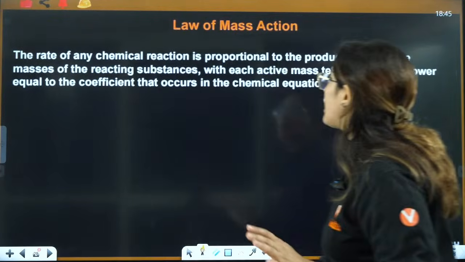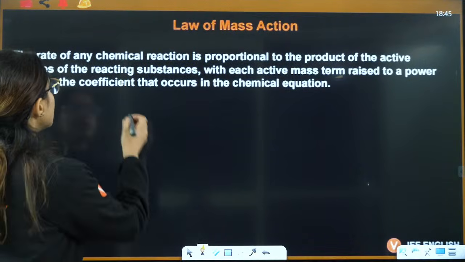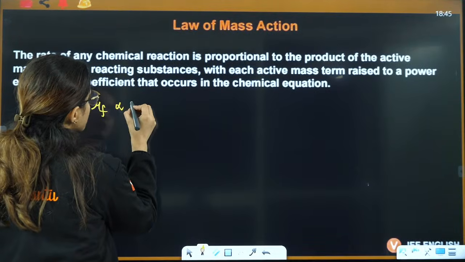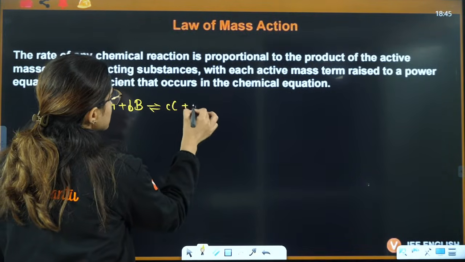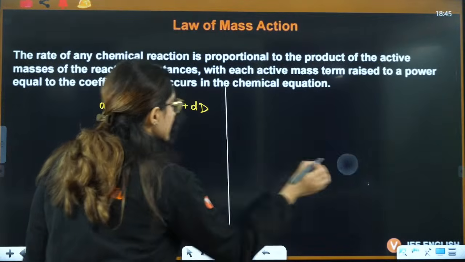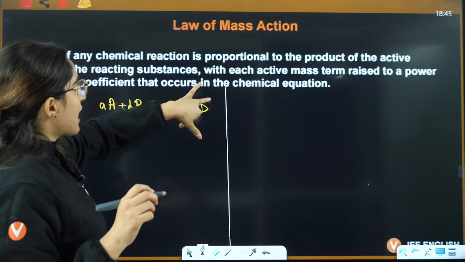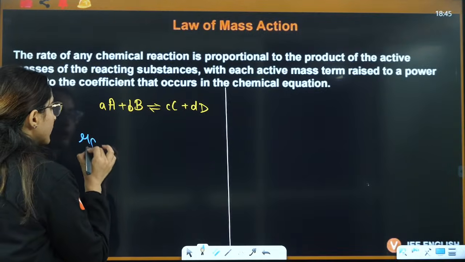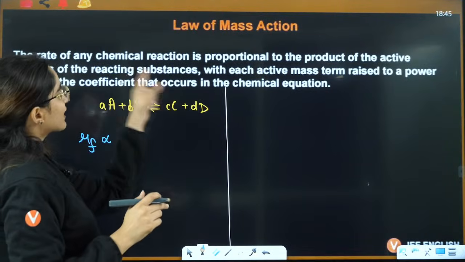Now let's see the law of mass action. The rate of any chemical reaction is proportional to the product of active masses. We are saying the rate of the forward direction is directly proportional to which thing? Let's say there is a reaction aA plus bB gives rise to cC plus dD. From the law of mass action, the rate of a chemical reaction is proportional to the product of active masses of the reacting substances, with each active mass raised to the power of its coefficient.